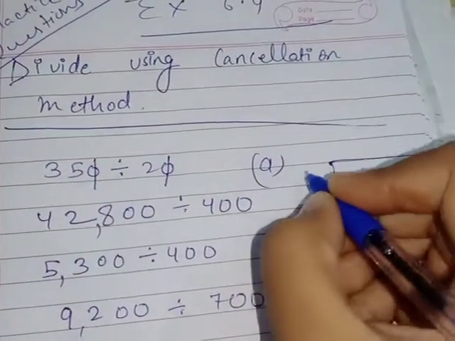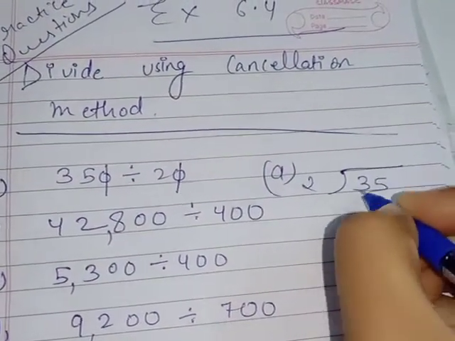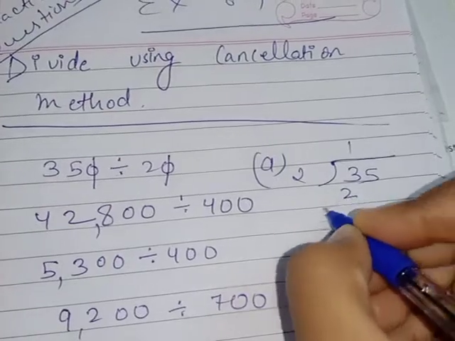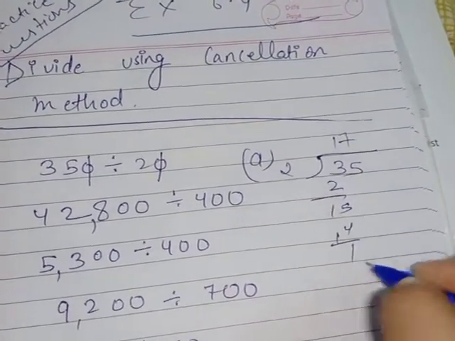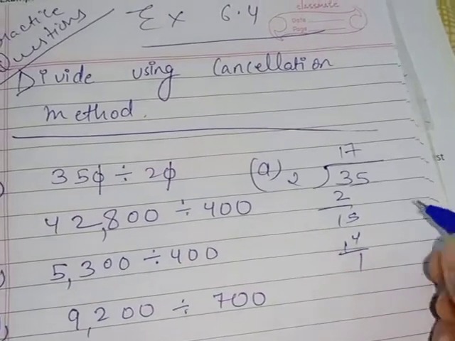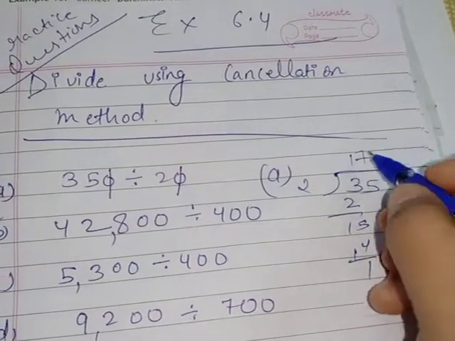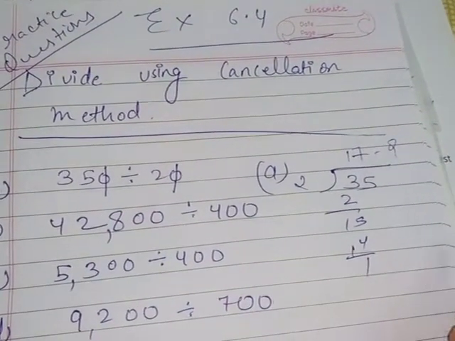You see, this is 2, this is 35. 2 ones are 2, 1, 5. 2 sevens are 14, remaining 1. Okay, our solution is done here. We get the quotient and here the remainder.